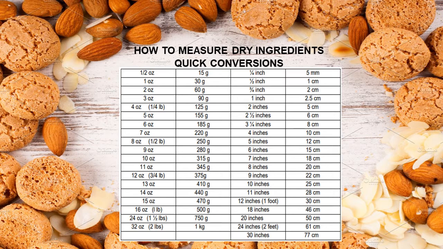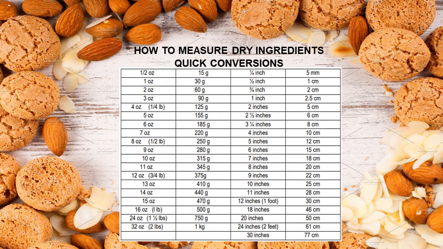3 ounces equivalent to 90 grams equivalent to 1 inch equivalent to 2.5 centimeters. 4 ounces or 1/4 pound equivalent to 125 grams equivalent to 2 inches and equivalent to 5 centimeters.